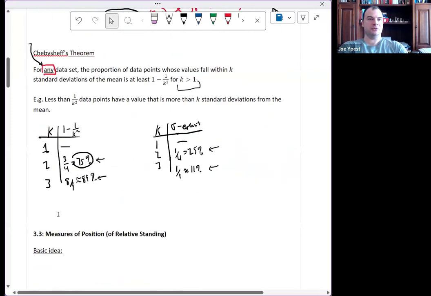But Chebyshev has to work for any data set, and this is the claim that it makes. Now, one little note, we're not going to prove this at this point, but we will actually prove this a little bit later in the course. So once we've built up a little more notation and understanding from chapters 4 and 5, we will come back and we'll prove a couple of these theorems that we've discussed so far. So we're punting the proof of Chebyshev's theorem until a little bit later.